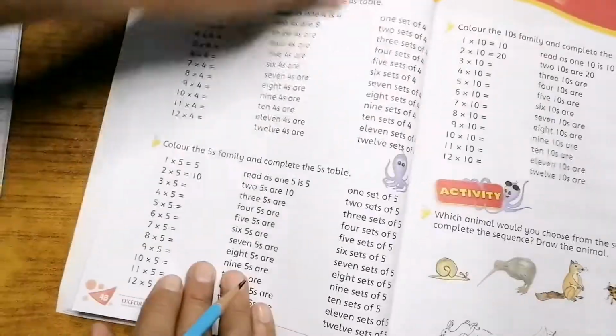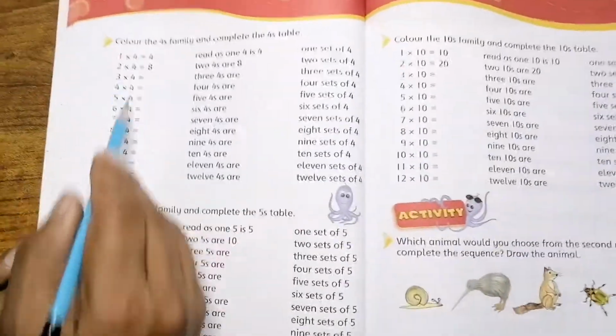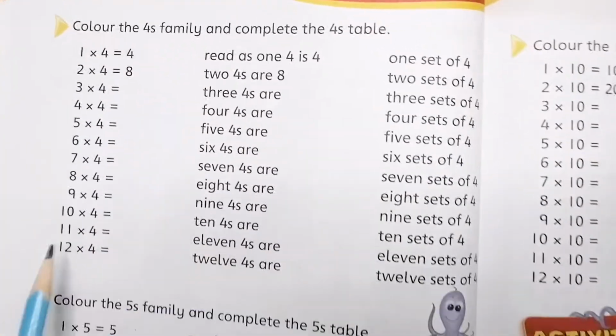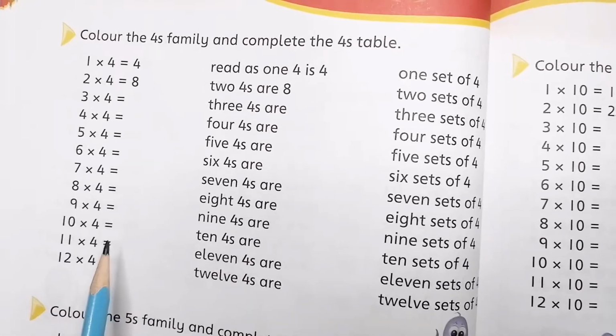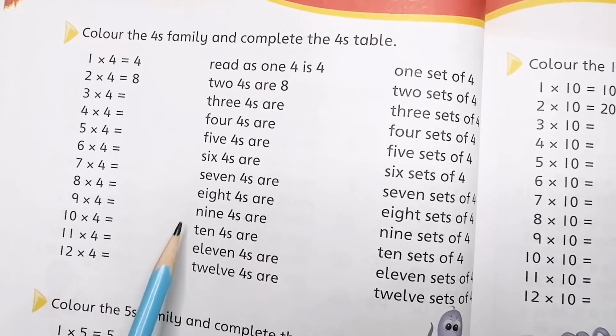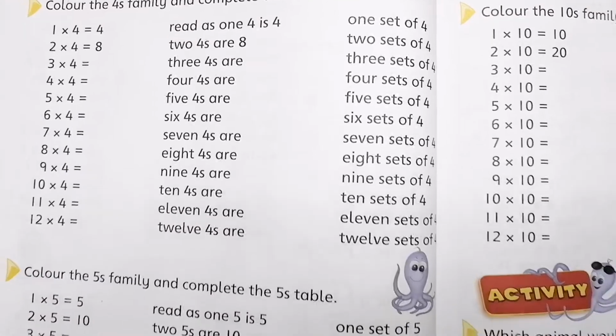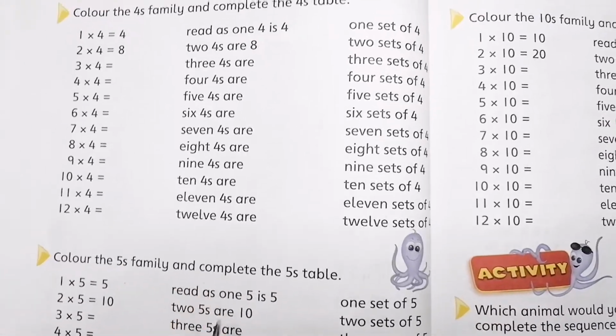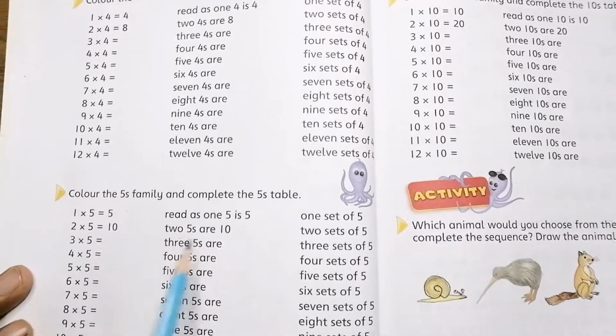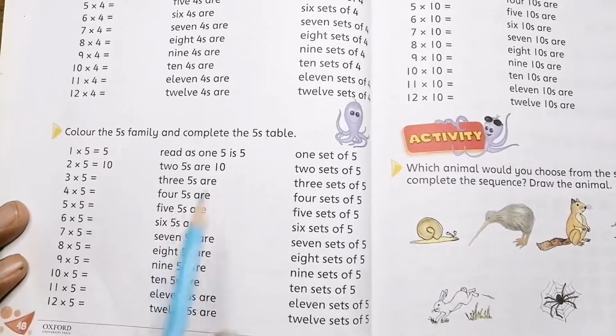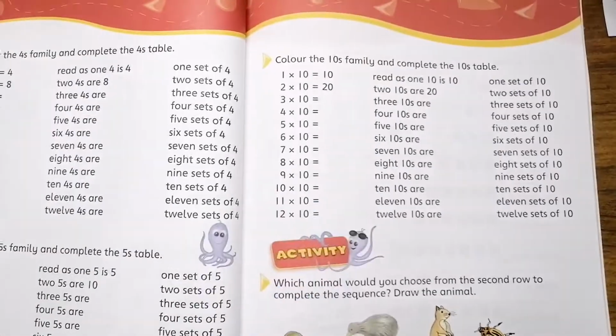Similarly, this is the table of 4 given, so you can learn this by heart, right? You should also know how to speak out or pronounce it, right? This is the table of 5 given and this is the table of 10 given, right?